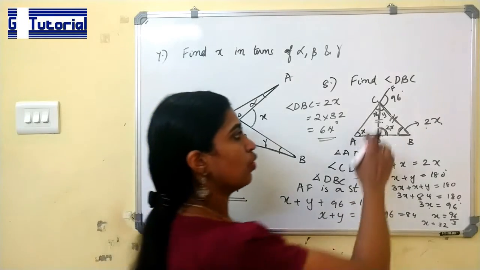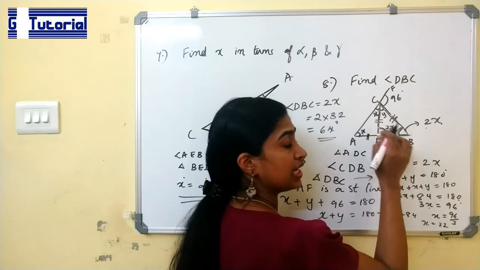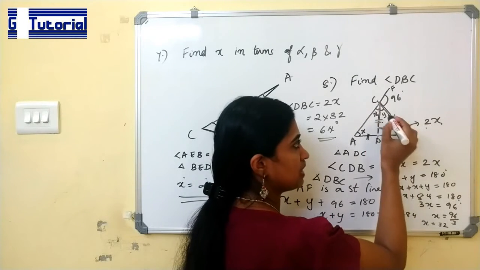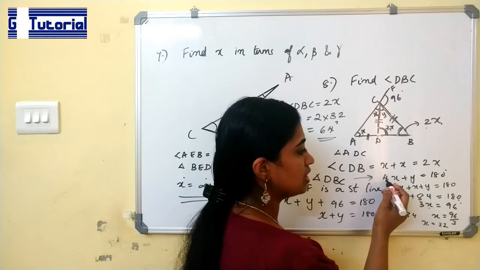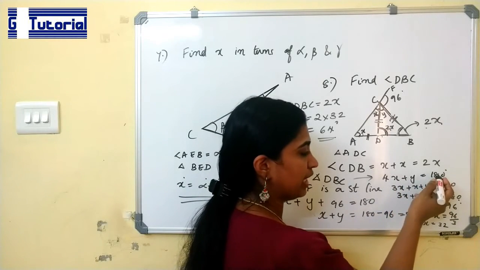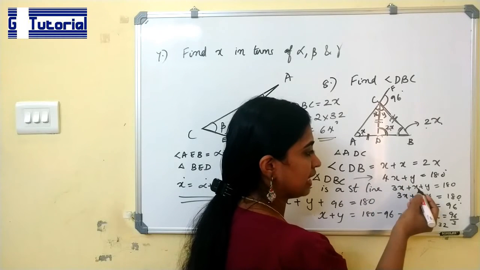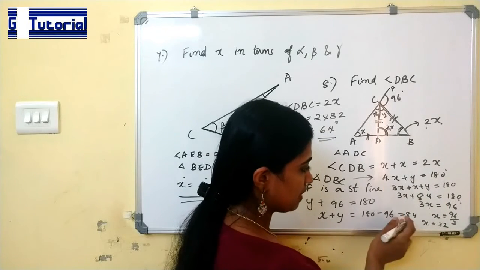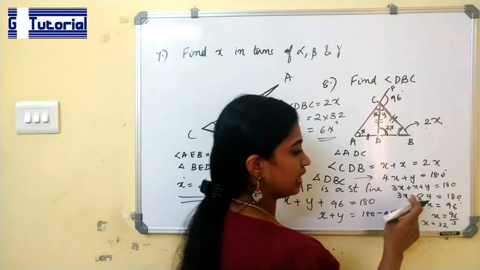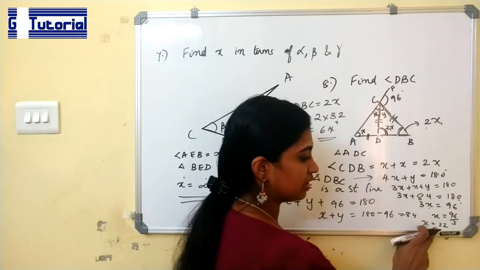Now I am considering only this triangle. The sum of angles of a triangle is 180 degrees. So 2x plus 2x is 4x. 4x plus y is 180 degrees. From that I am taking only 1x, so 3x remains and x plus y is equal to 180 degrees. I have obtained that x plus y is 84. Substituting there, I will get 3x is 96 and x as 96 by 3, 32.